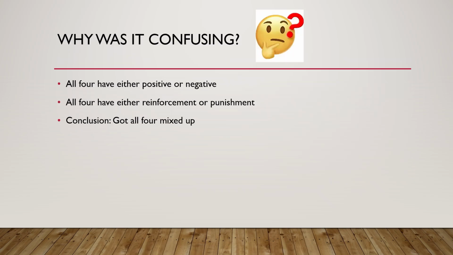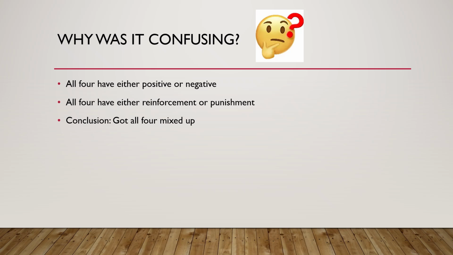Why is this confusing? It's confusing because all four have either positive or negative. Remember, positive signifies adding a stimulus and negative signifies removal of a stimulus. Another reason why it's confusing is that all four of them also have reinforcement or punishment. Reinforcement obviously increases the response of the behavior, and punishment decreases the response of a behavior.